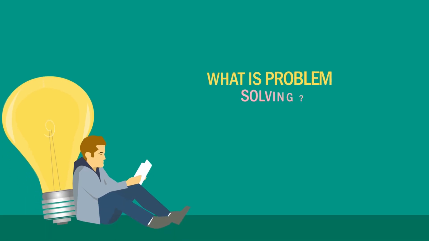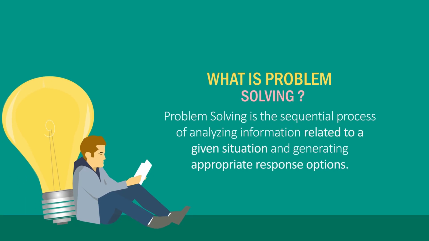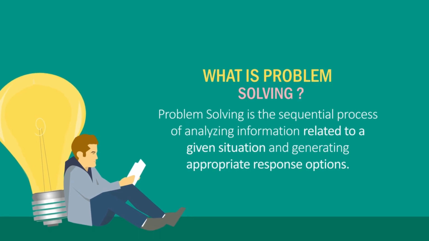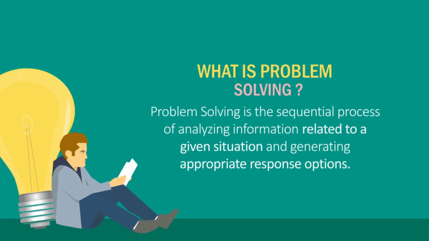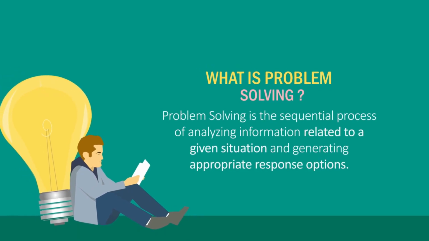There is a difference between knowledge and intelligence. Knowledge means that you know something, and intelligence means that you apply your knowledge to solve some problem. So, problem solving is a sequential process of analyzing information. You analyze the information related to a given situation and generate an appropriate response for that problem. Problem solving might lead to different types of solutions. Various solutions are available and your intelligence will identify the optimum solution, the best among the identified solutions.